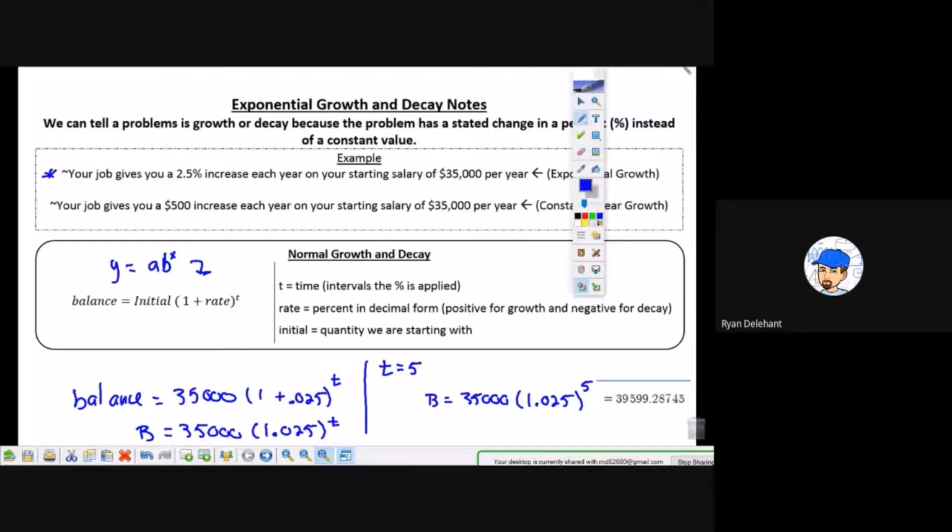From the calculator. But if you were to write your answer out, put your information back in, $39,599.29 per year. That's the extent of what we can do with this exponential, and this is what we had done with it before.